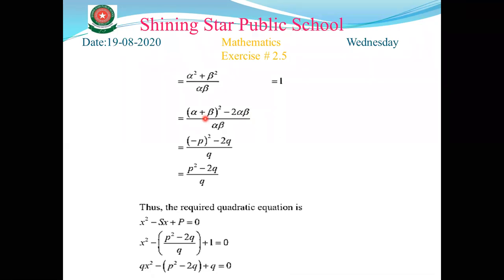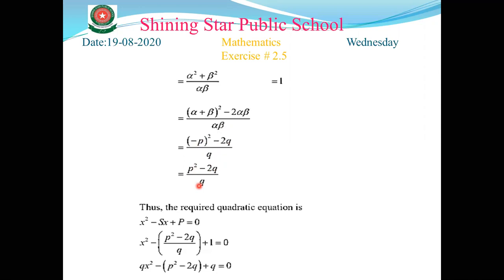And we know that the value of alpha plus beta is minus p, which is the value in our previous question, and the value of alpha beta is q. So minus p square is p square, and minus 2q, our q, because alpha beta is q.